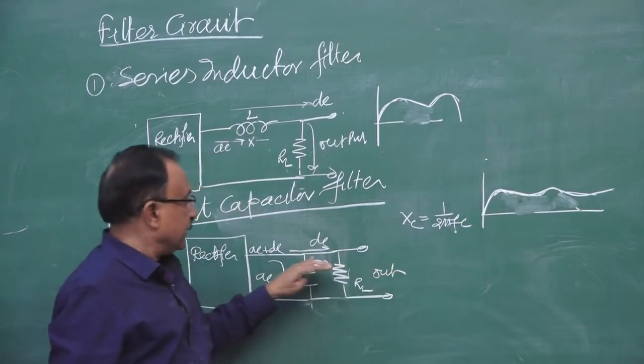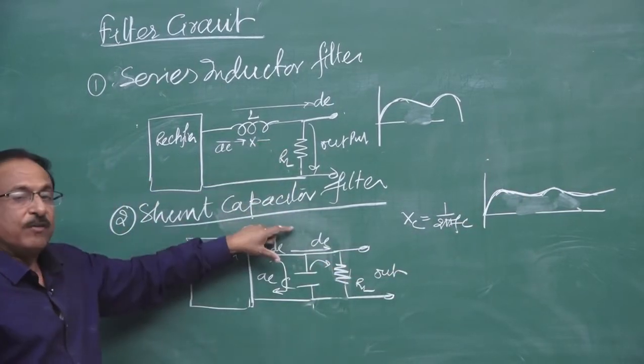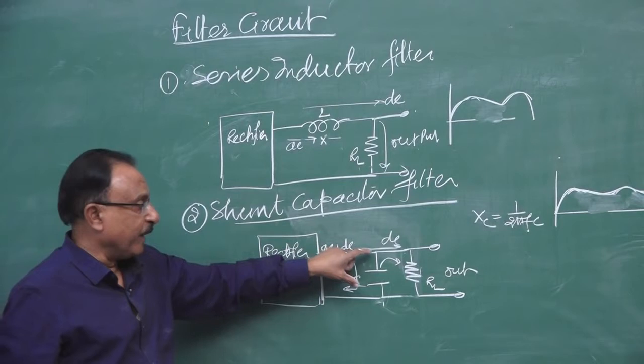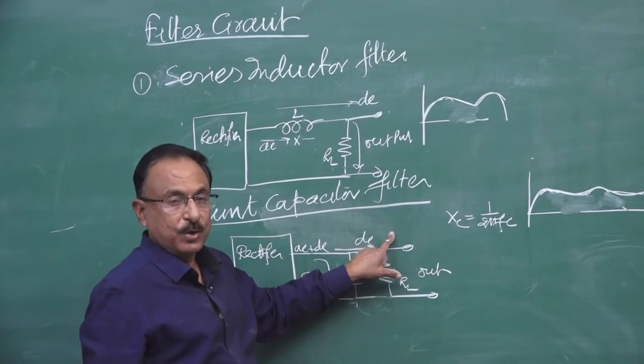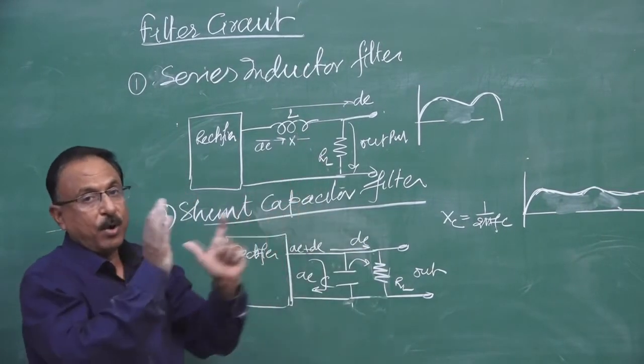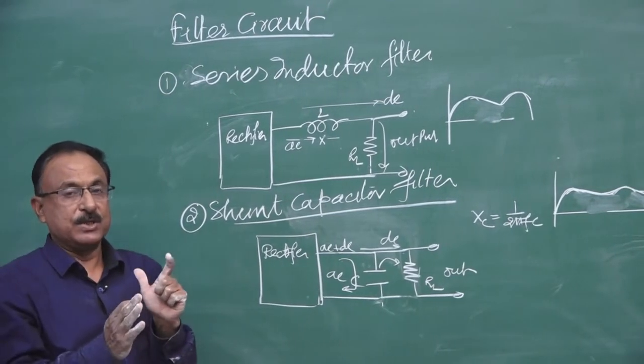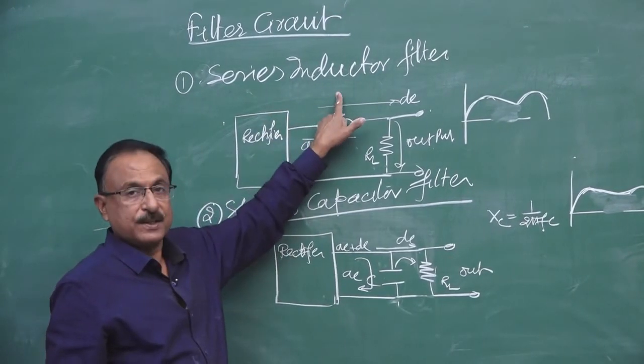So this way, the capacitor or inductor provides smooth DC in the output by bypassing or blocking the AC component. We call them filter circuits, right?